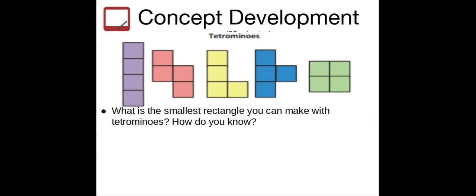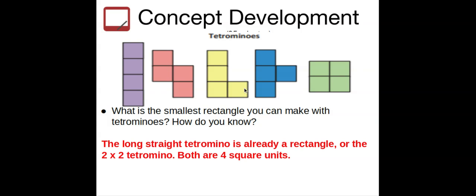So what's the smallest rectangle you can make? There are a couple different answers. Which do you think it could be? If you answered this purple piece here, you are correct because that is already a rectangle. If you answered this 2x2 piece, you are correct. While it looks like a square, it is also considered a rectangle.